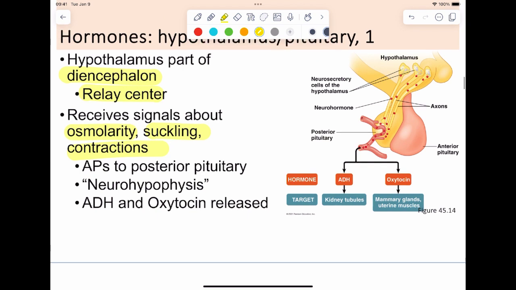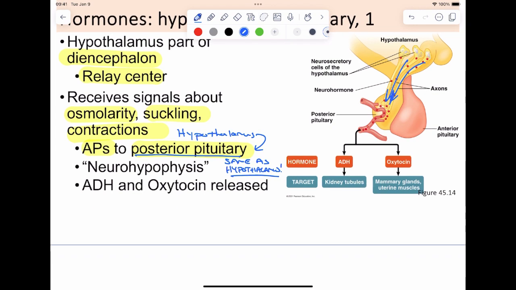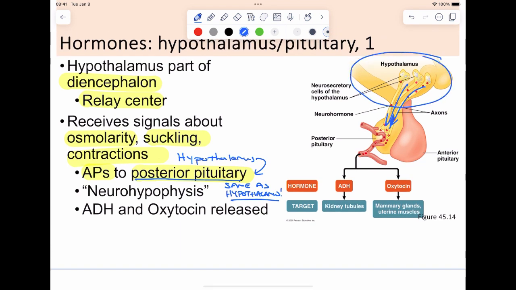So here's how it works. Action potentials are going to move from the hypothalamus to the posterior pituitary. They literally travel straight on down, and the reason for that is the posterior pituitary is the hypothalamus. It's just an extension of it. So here's your hypothalamus up here. It has just this weird little section that comes off to the bottom, and that's this part here, the posterior pituitary.